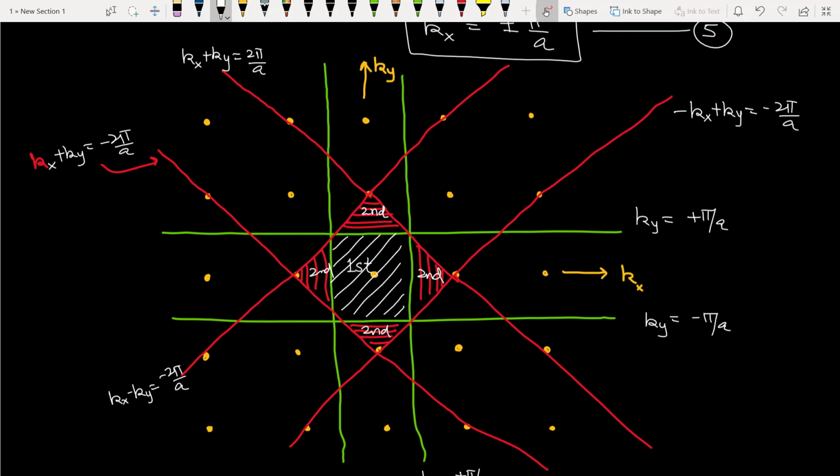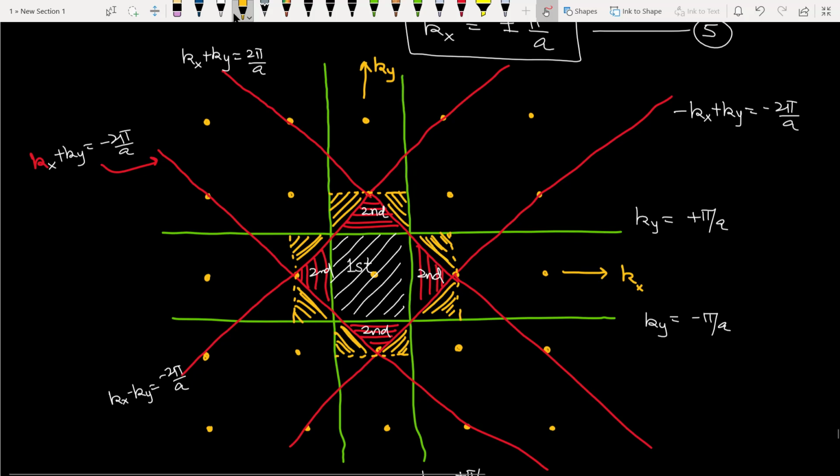So now we try to depict the third Brillouin zone. The region enclosed by these dotted lines corresponds to the third Brillouin zone. It is this region, shown with yellow color. So this is the third Brillouin zone. Proceeding in this way, we can draw the various Brillouin zones. Brillouin zones are very important to study the crystal structure.